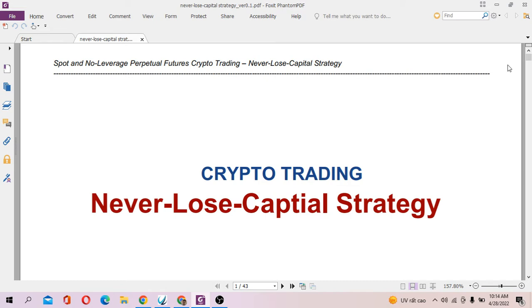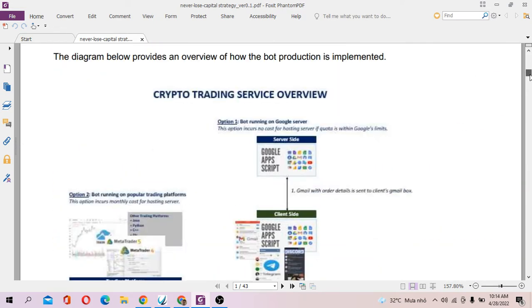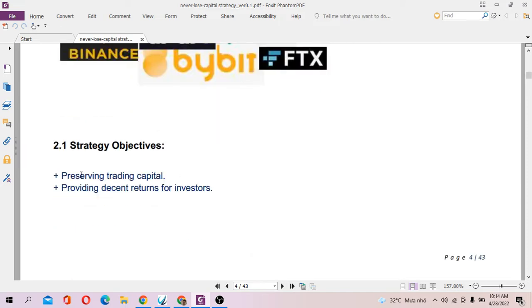Now, the Never Lose Capital strategy has two objectives. The first is to preserve trading capital. Most traders and investors are really concerned about losing trading capital at any given time during the trading period. So this strategy is going to preserve the trading capital at all costs. I will explain in a moment why I am able to do that.